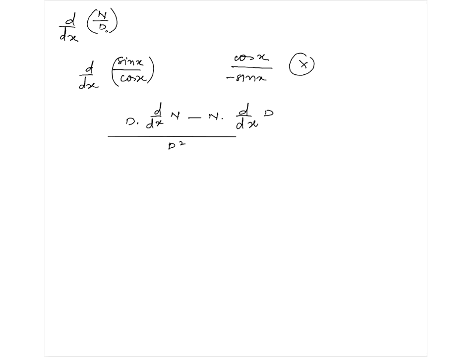For example, you want to differentiate, let's say, sin x by x. First of all, square of the denominator, copy the denominator, differentiate the numerator, put a minus sign and reverse the process.